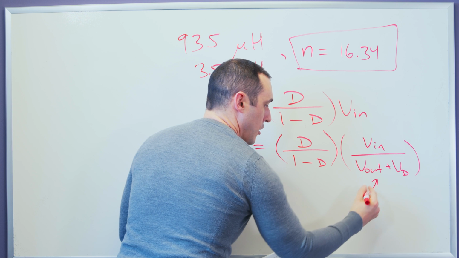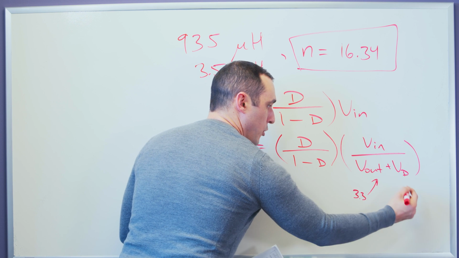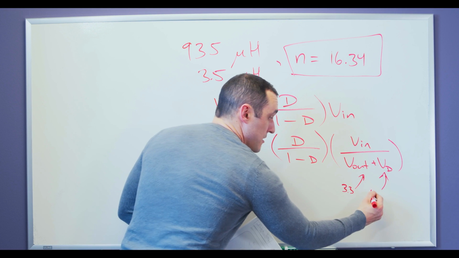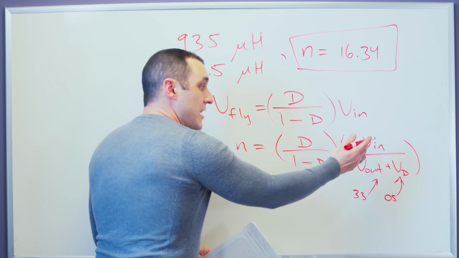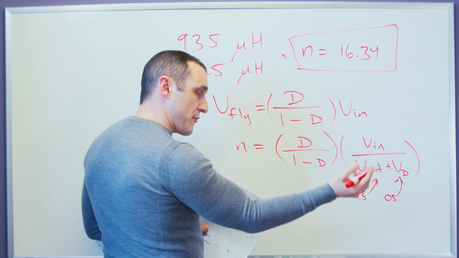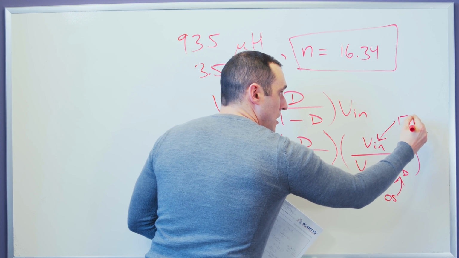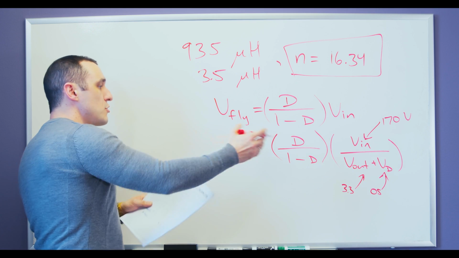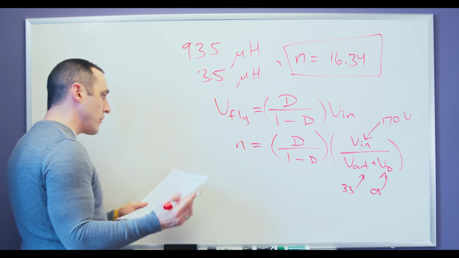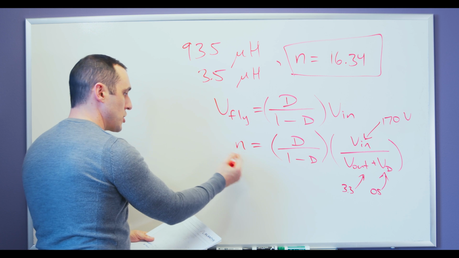Here, our output voltage that we're targeting is 3.3 volts. Our diode has a 0.5 volt voltage drop. Here, this is our line voltage in after it's been rectified. Since we're using AC as the input, this is going to be 170 volts. You can use these two equations to then solve for the duty cycle as a function of n.